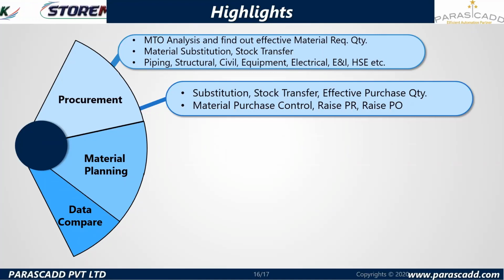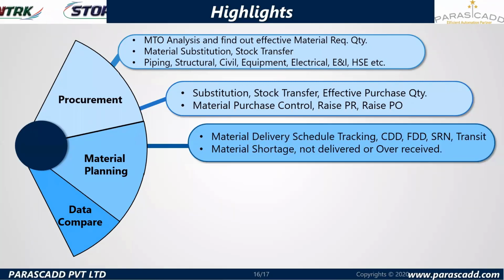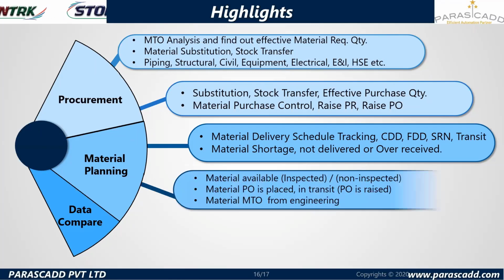Material purchase control we have seen, with respect to control on the delivery tracking schedule, raising of the purchase request, and raising of the purchase order. On the planning side, we have seen the data sources like material delivery schedule tracking with respect to the CDD, contractual delivery date, forecast delivery date, shipment release date, transit dates, ETA dates, and the inspection dates. We identified the material shortages, not delivered or over received, with respect to the OSRD. Material available in both forms: inspected is the IMR quantity, non-inspected is the DMR quantities. Material PO placed in transit, we tracked.